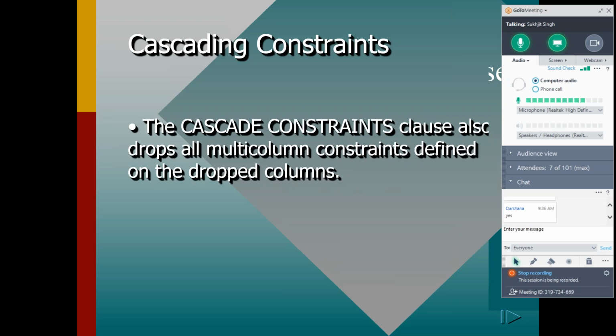And that's basically what I just said, that the cascade constraint clause drops all multi-column constraints defined on dropped columns. Constraints generally, when enabled, are one constraint at a time. We don't enable or disable using cascade.